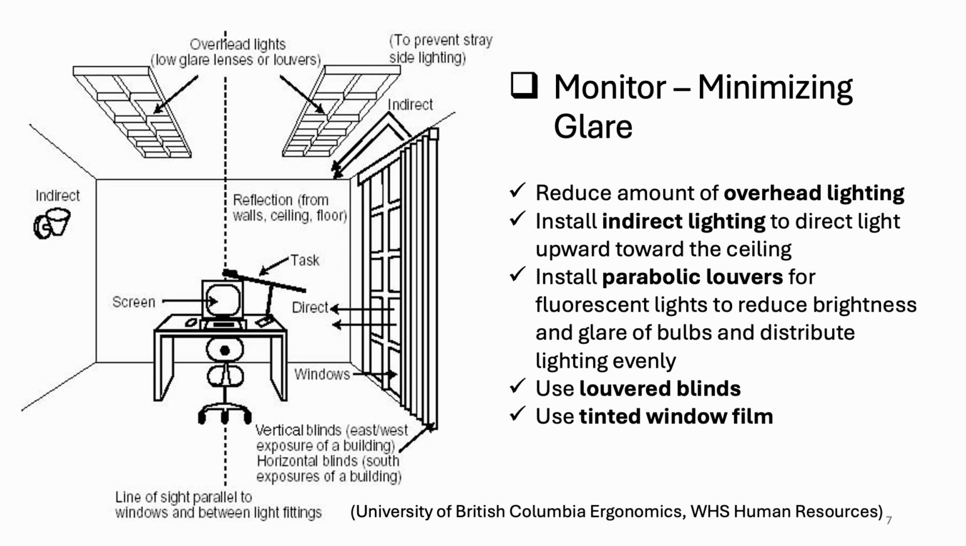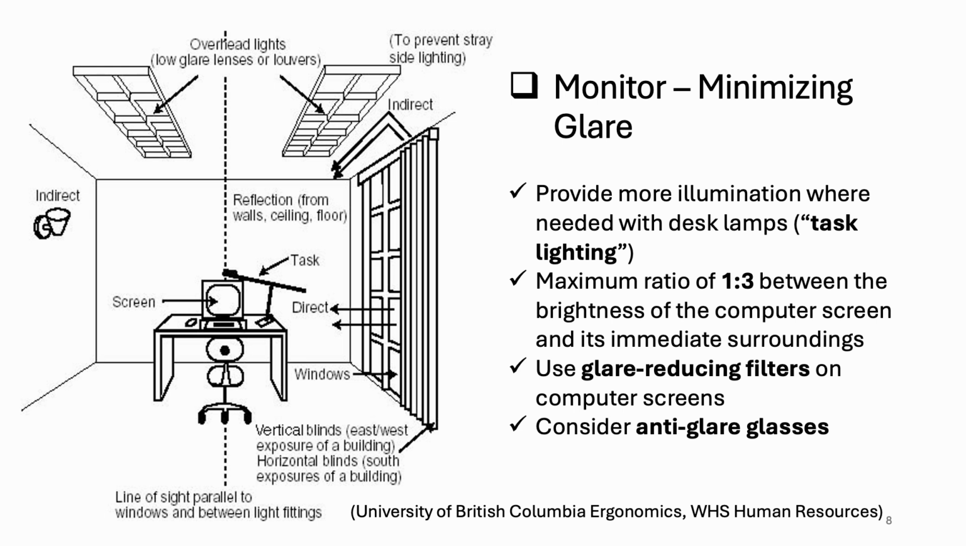One is to reduce the amount of overhead lighting. Second is to install indirect lighting to direct lights towards the ceiling so that light can be increased without introducing glare. Third is to install parabolic louvers for fluorescent lights to reduce brightness and glare of bulbs and distribute lighting evenly. Fourth, louvered blinds and tinted window films can be installed to reduce brightness and minimize glare.